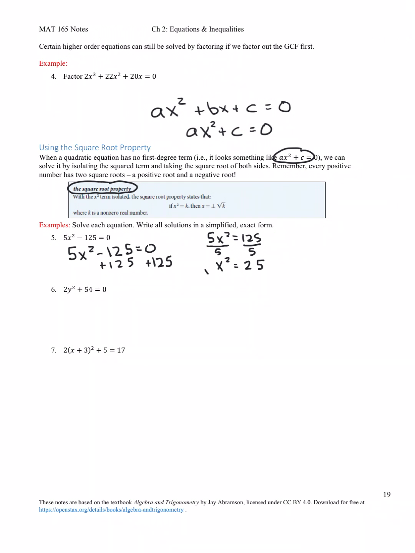From here, we're going to square root both sides, which means we'll have a plus or negative in front of the square root of 25. And we will have two answers. We'll have x equals positive 5 and x equals negative 5.